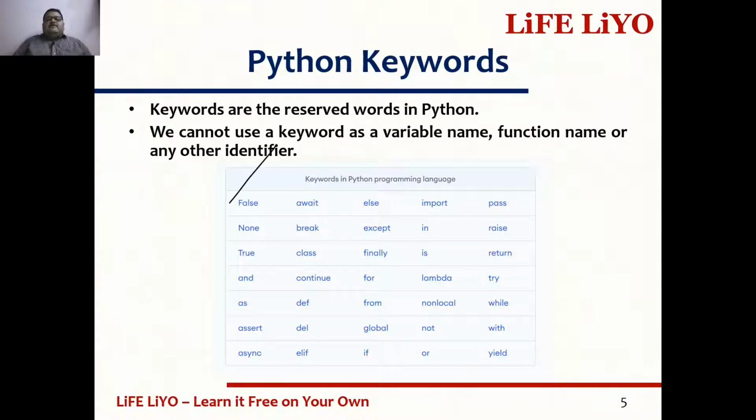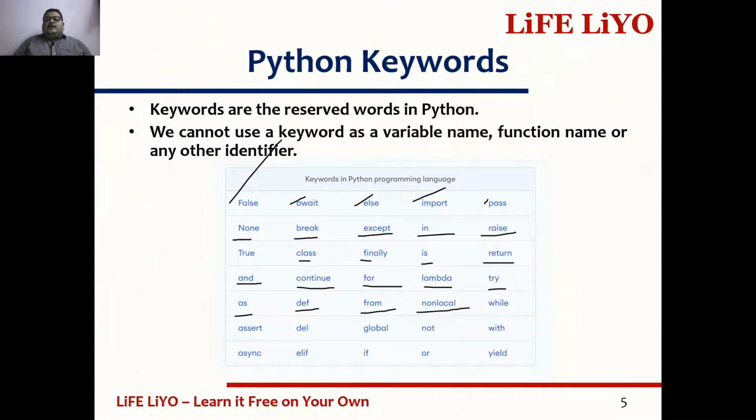Some of them are False, await, else, import, pass, None, break, except, in, raise, True, class, finally, is, return, try, lambda, for, continue, and, as, def, from, nonlocal, while, with, not, global, del, assert, async, elif, if, or, yield. So these are the different reserved words.